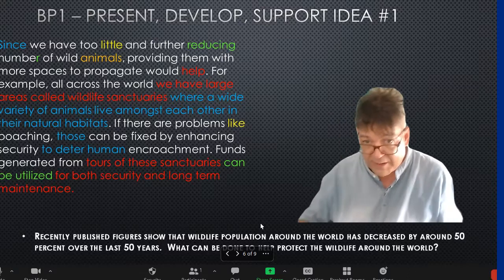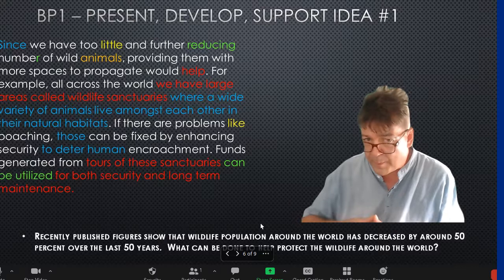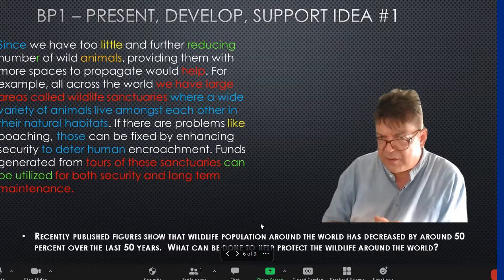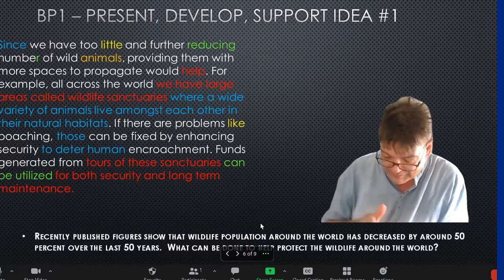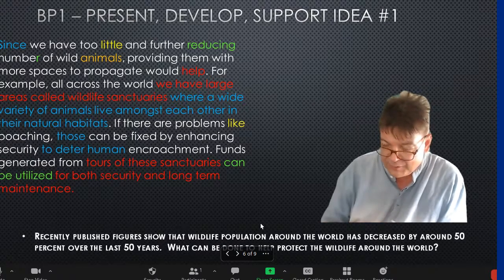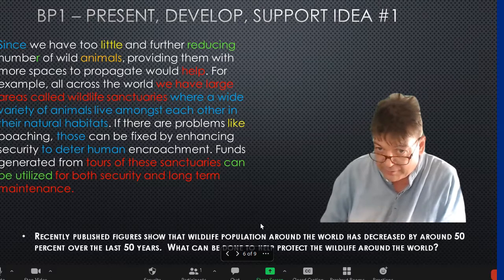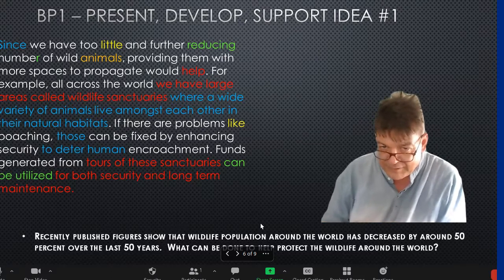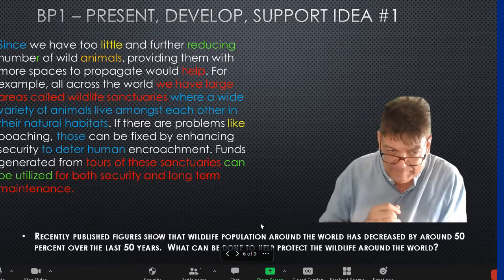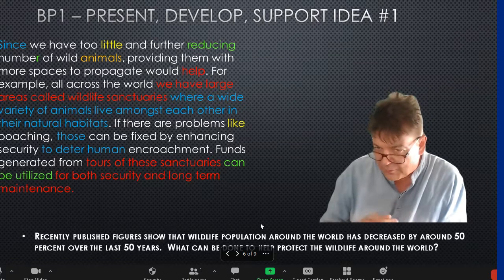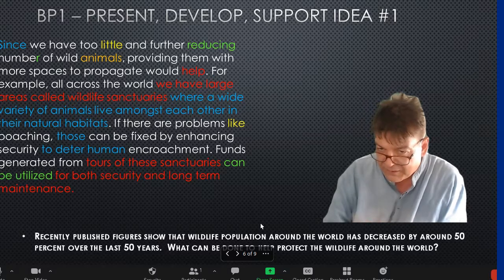Okay, now, red is task response. Is the question, how do we pay for wildlife sanctuaries? That's not the question. The solution that you want to present here is that we can create areas and then charge for them. Okay? You need to present the first idea before you can present the second idea. So, in this paragraph, you have not explained or provided examples of giving area back to wildlife.